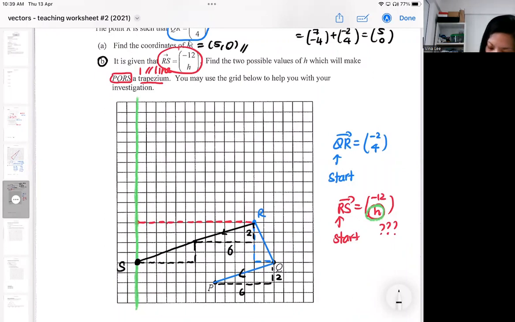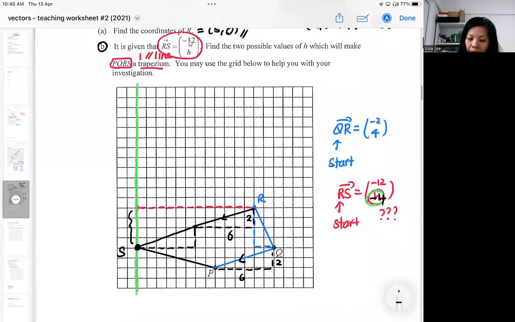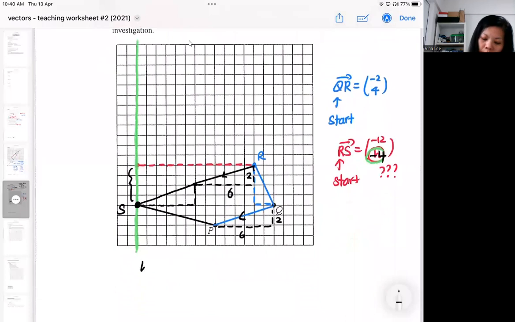So this will be my S and my trapezium will look like this. So from here you count, this will be a -4. So one of the possible values will be H equal to -4. That is when I make QR parallel to RS. So that is one of my trapezium. So that is one possibility.